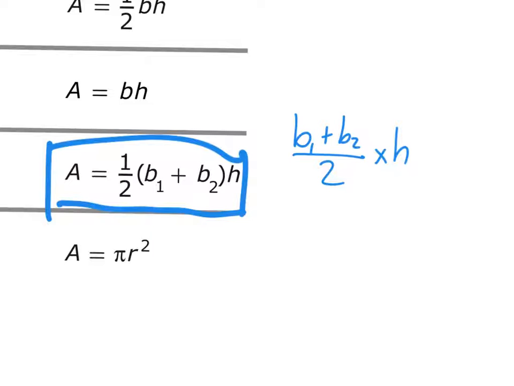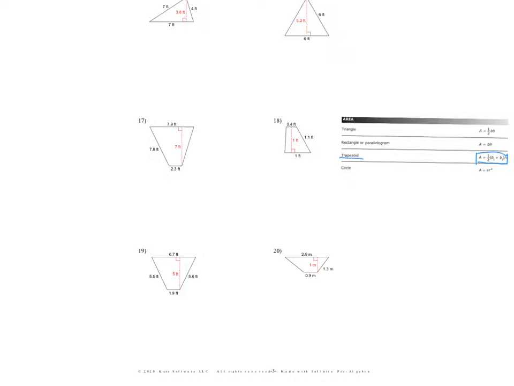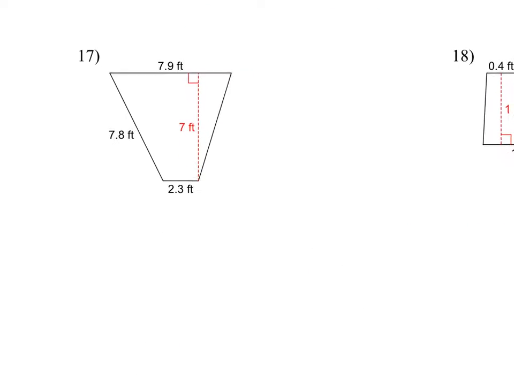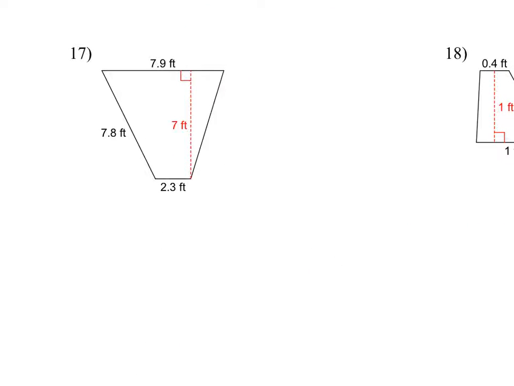Pretty much what we're doing is taking the average of those two bases. We're adding the two bases we have and dividing by 2. Then we multiply by the height. So therefore, it's still kind of base times height. So number 17, I'm going to write the formula out real quick. Base 1 plus base 2. We're going to divide that by 2. And then we're going to multiply by the height.